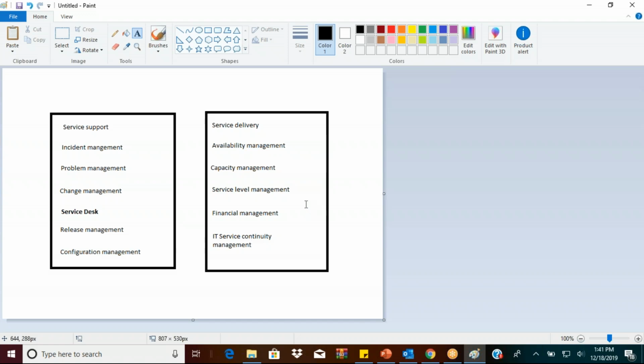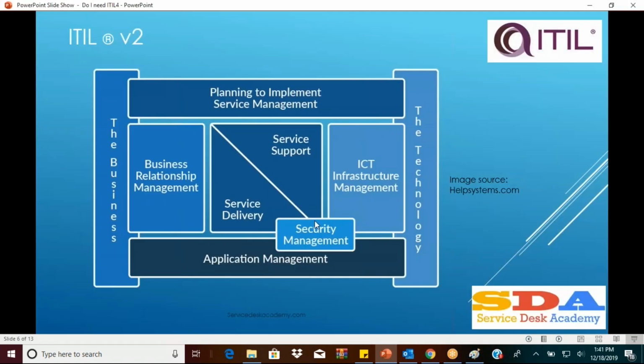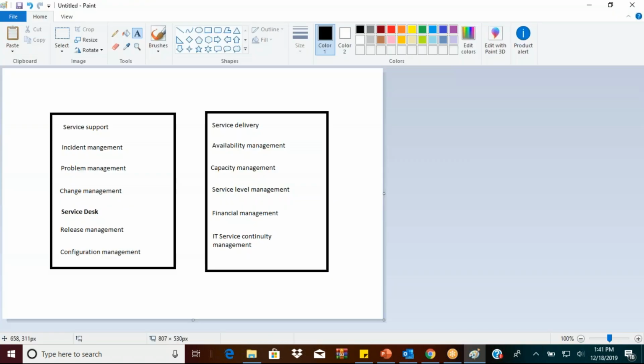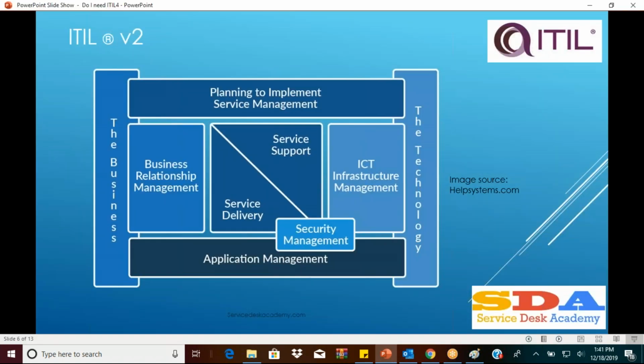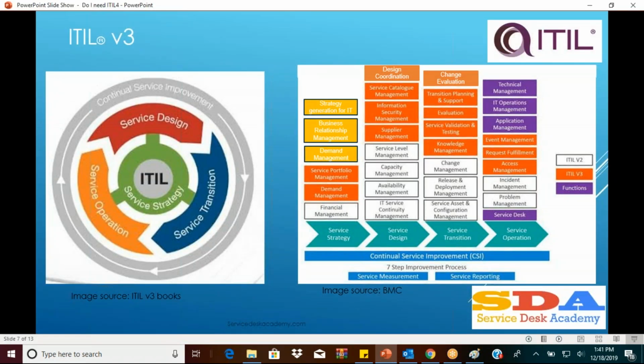So if you look at these two process areas, service support was the process area which focused on day-to-day operational activities, and service delivery was the process area which focused on the long-term aspects, right? So this was ITIL V2. Now this is how ITIL V2 was designed. This is a very silo-based approach. There was no integration between these two process areas. So for that reason, there was ITIL V3.